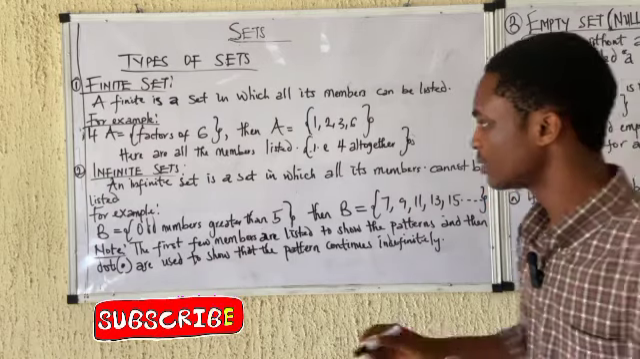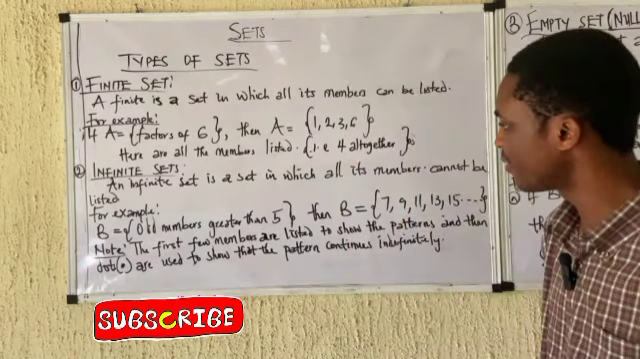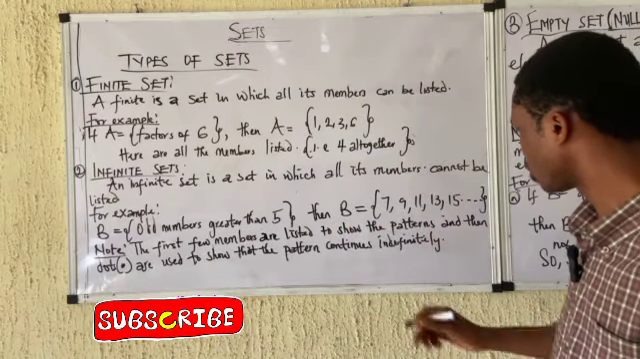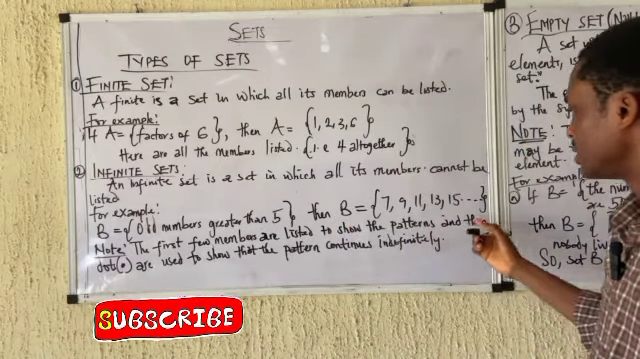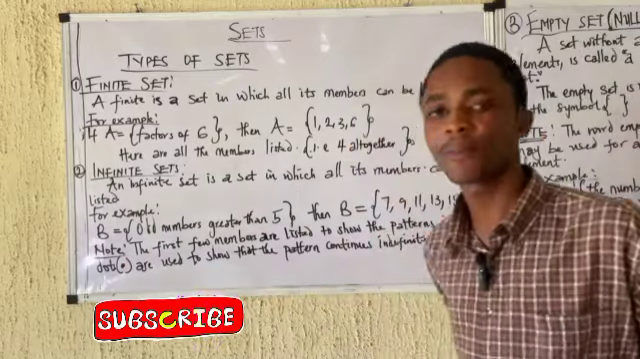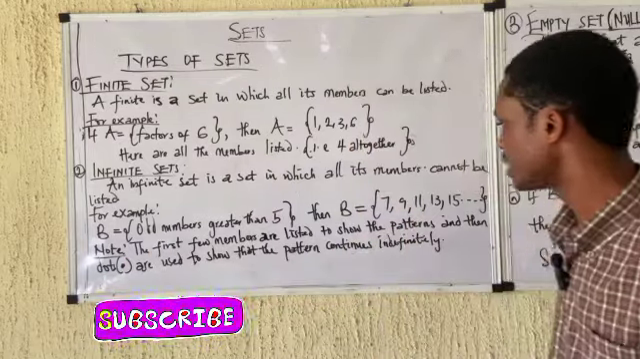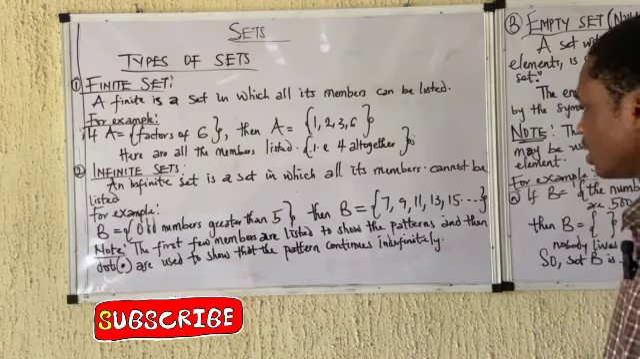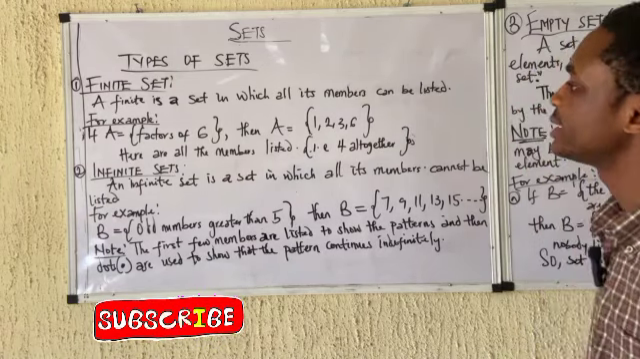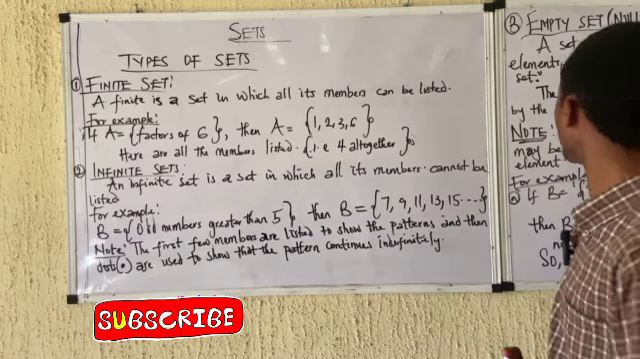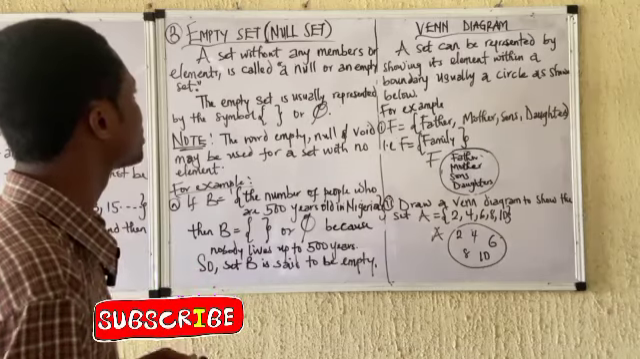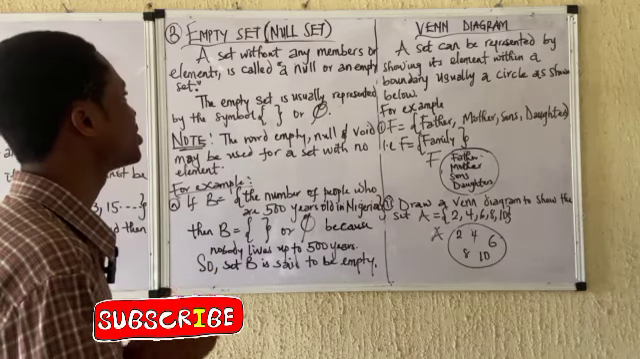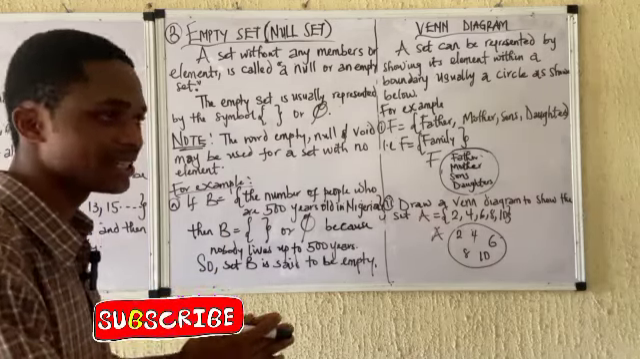The note under says that the first few members are listed to show the pattern, and then dots are used to show that the pattern continues indefinitely. Okay, that is for the second, the infinite set. Now, for 3, empty sets or null sets. A set without any member or element is called a null or empty set.